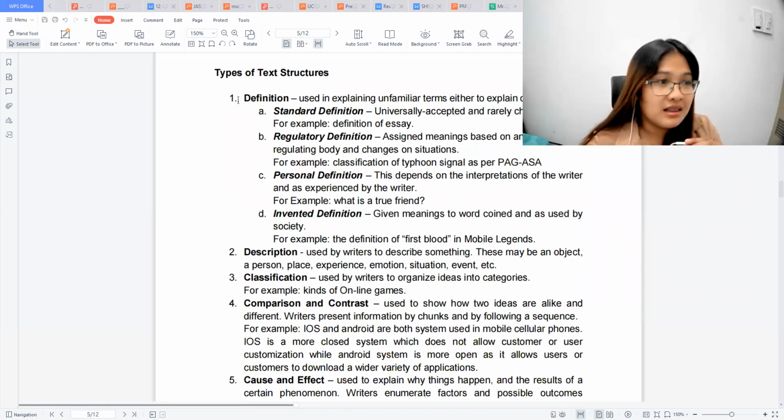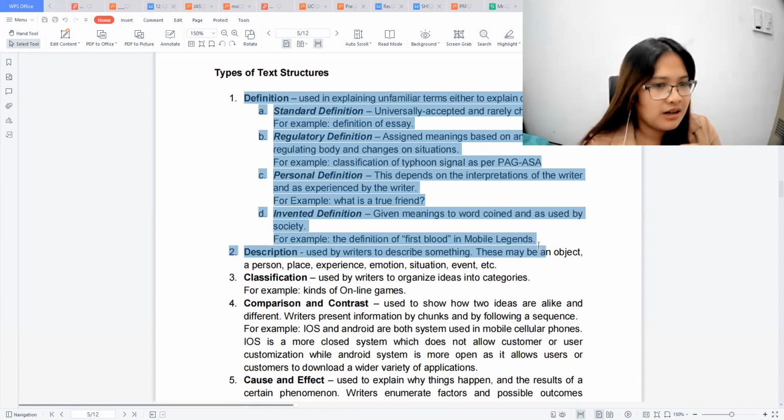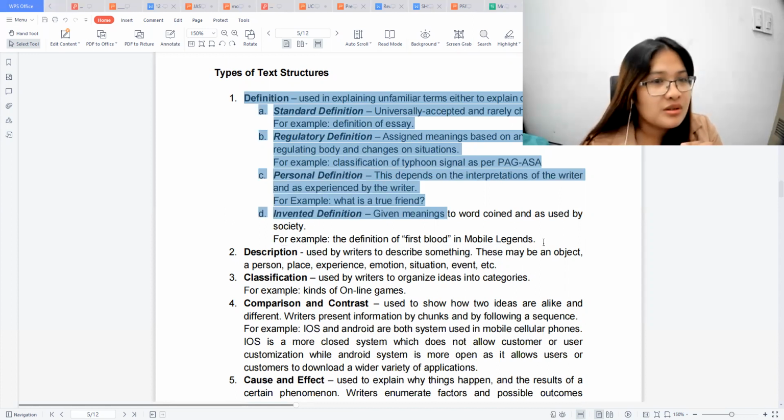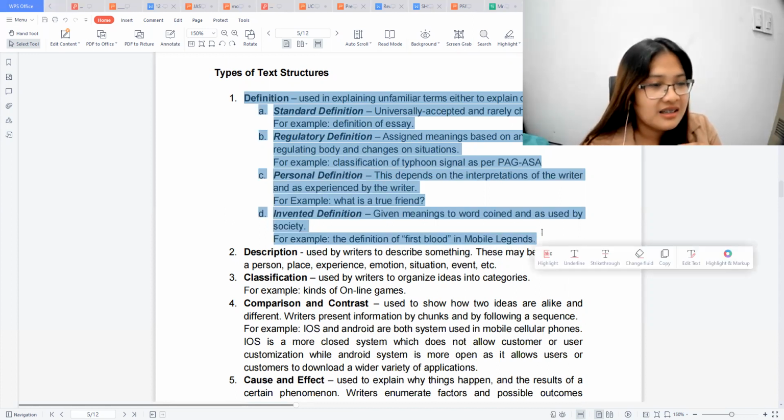Minsan kailangan mo talaga ng definition, kasi kung walang definition, minsan hindi clear ang mga bagay-bagay. Okay. Pwedeng text structure, pwede rin love life. But definitely, you need definition to clarify things that are not clear.